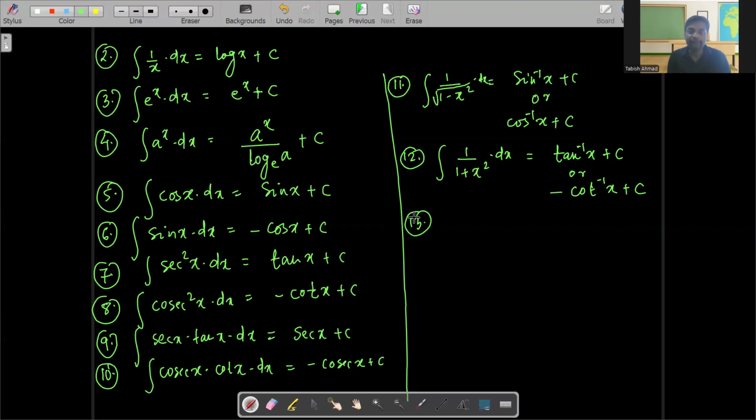Similarly, we have one more thing here, and that is the integration of 1 over x times under root of x square minus 1. If you remember this, what is this one? This is for sec and cosec. So that is sec inverse x plus c, or minus cosec inverse x plus c. So you have to put these things in your mind and nothing else.